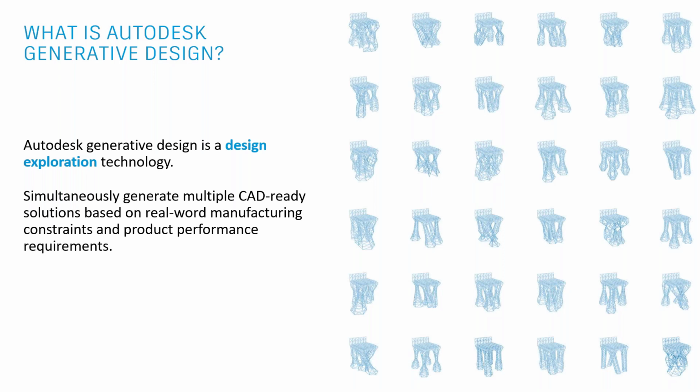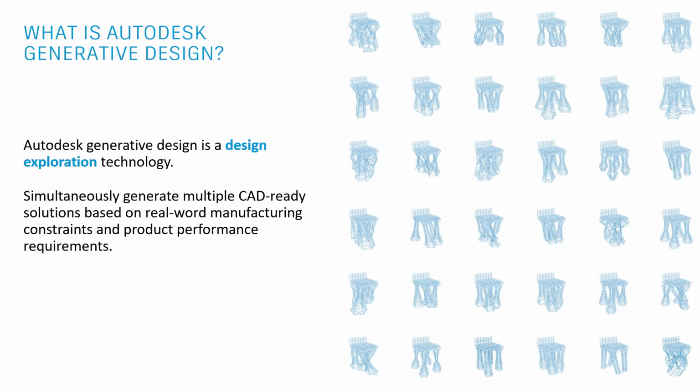Let's highlight what is Autodesk Generative Design. Well, it's a design exploration technology. And in short, it simultaneously generates multiple CAD-ready solutions based on real-world manufacturing constraints and product performance requirements. I always point over to the illustration of the chairs on the right-hand side here. So this is an idea of, in a way, what generative design is going to do for you. In short, output many options, and then you can choose based on those different outputs, some of those that you might want to explore further.